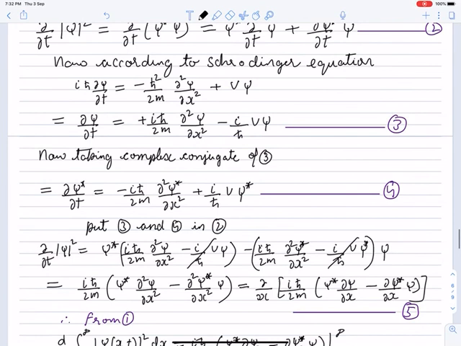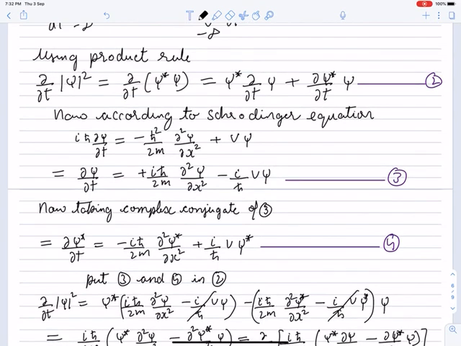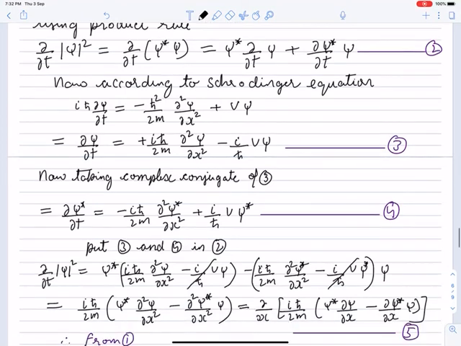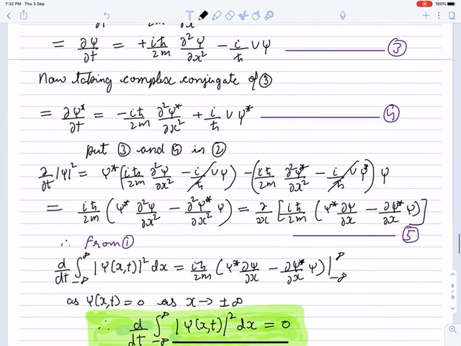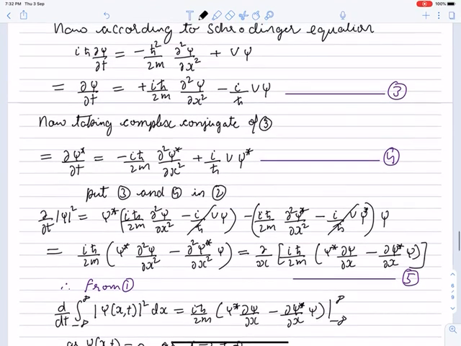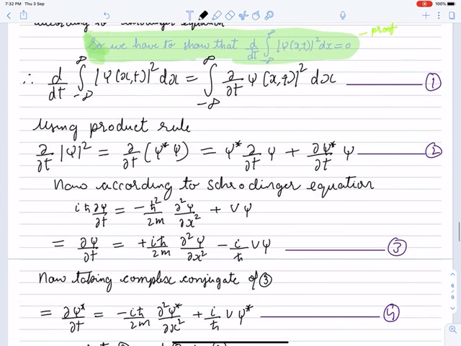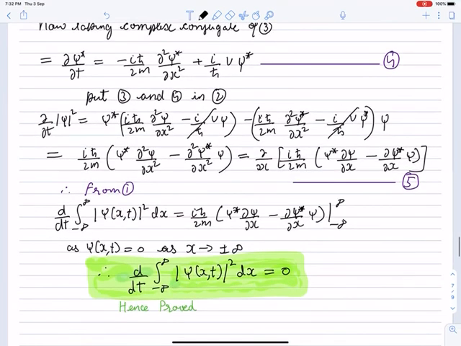Put 3 and 4 in 2, where you have the partial derivatives of psi and psi star with respect to t. When you put these in, you easily get equation number 5. So we have calculated the right hand side of equation number 1, which is equation number 5. We put equation number 5 in 1, and so you get the right hand side.